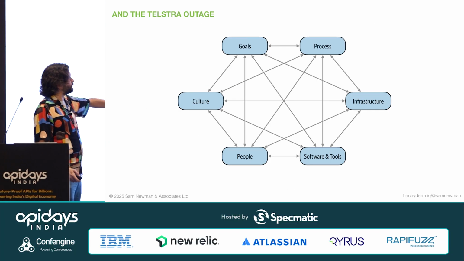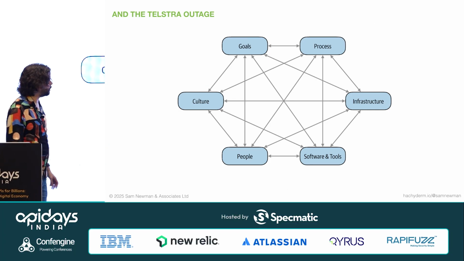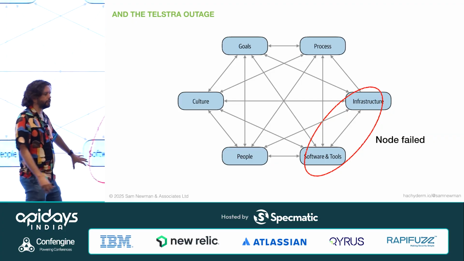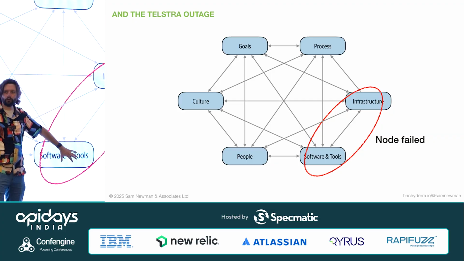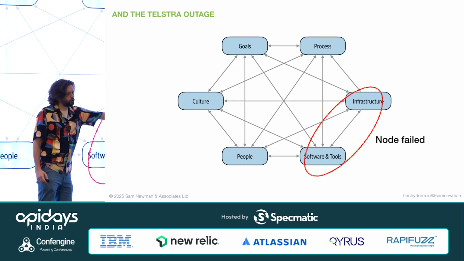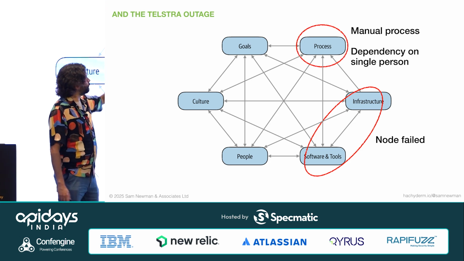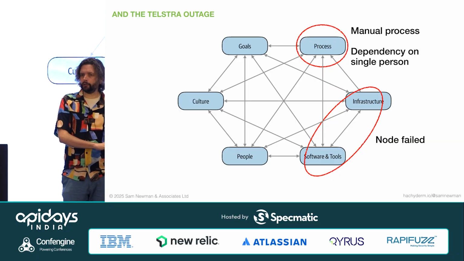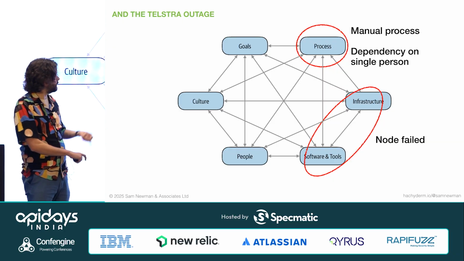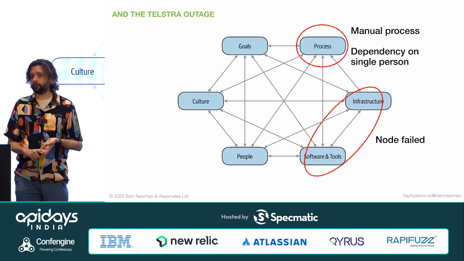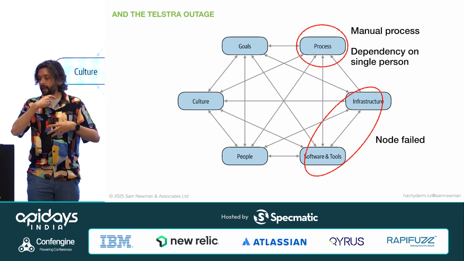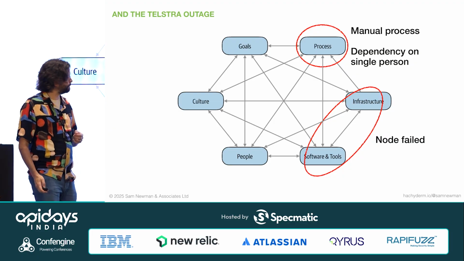So looking at this from our socio-technical system point of view, we've got a node failure, right? It wasn't clear if this was a software or an infrastructure issue, but there's something that's gone wrong in this space for the node to fail in the first place. We've then got a process issue. It's a manual process involved in handling the failover, and we've got a dependency on a single person. So that seems to be a process-style failure.